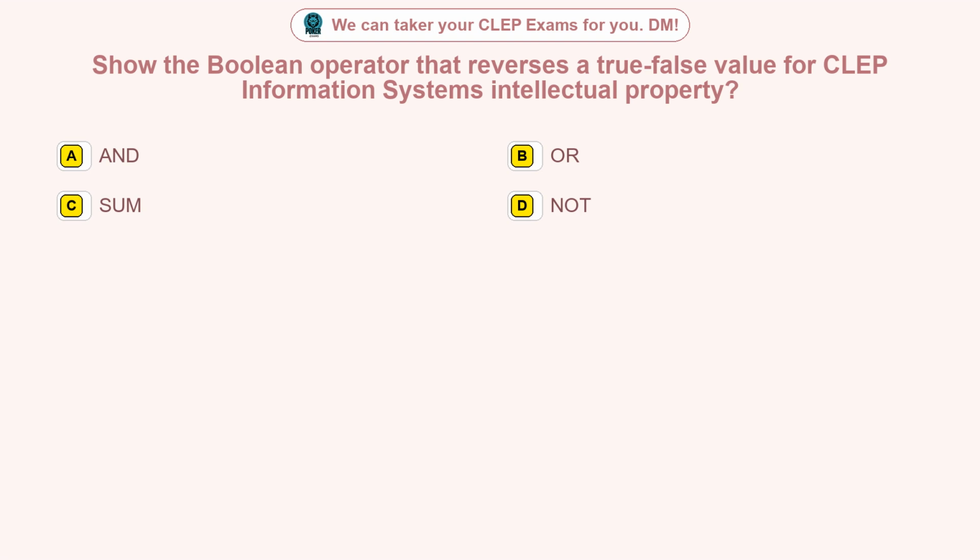Question 83. Show the Boolean operator that reverses a true-false value for CLEP Information Systems intellectual property. Option A and, Option B or, Option C some, Option D not. The correct answer is Option D, not.